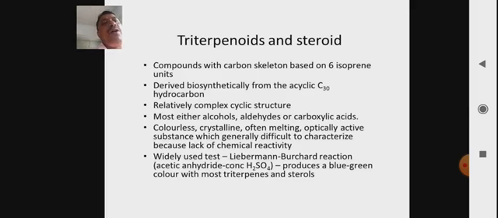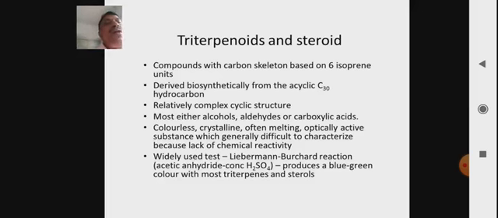Triterpenoids and steroids: these compounds have a carbon skeleton based on 6 isoprene units, meaning they consist of 6 isoprene units. We will see more about these later. They are derived biosynthetically from the acyclic C30 hydrocarbon. They have relatively complex cyclic structures, mostly alcohols, aldehydes or carboxylic acids. They are colorless, crystalline, often high melting, optically active substances which are generally difficult to characterize because of their lack of chemical reactivity.